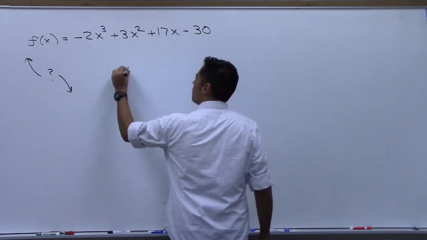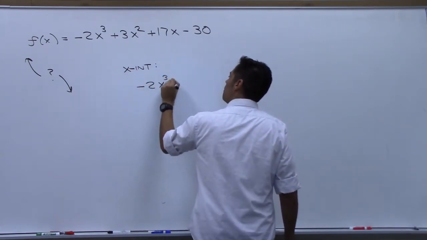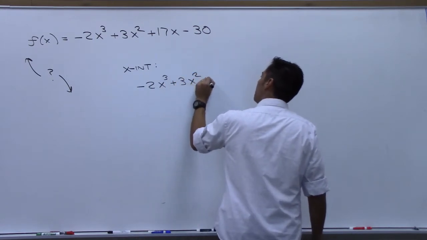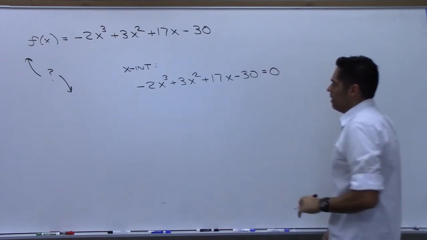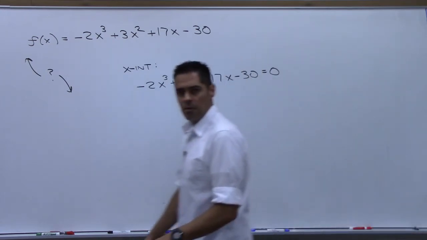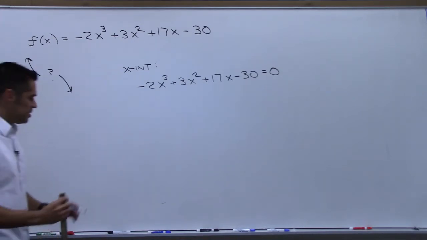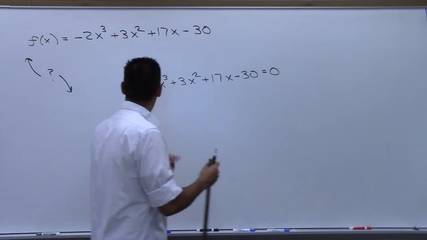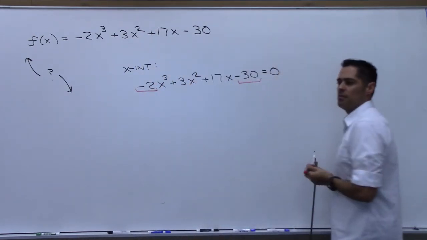So we need to set this equal to 0. Negative 2x cubed plus 3x squared plus 17x minus 30 equals 0. GCF? No. 4 terms. Can't group it. It's not going to work with grouping. So let's look at the list. Now, this is the first time that we actually have something other than 1 out front. So we're going to have to pay attention to this.